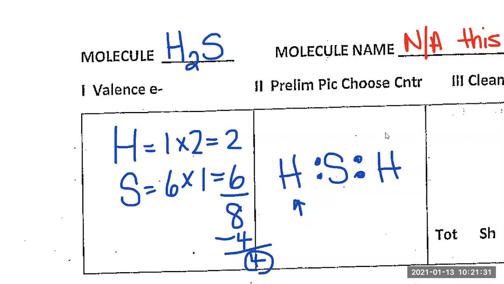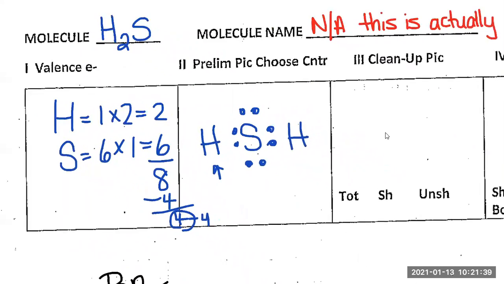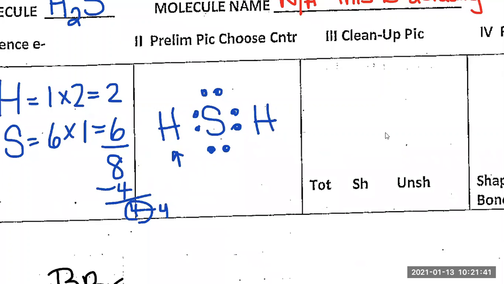So our other dots are going to go on our sulfur. They usually do it like this, here and here. That takes care of our other 4. Now our sulfur has 8. Our hydrogens have 2. This is our preliminary drawing. And now our final drawing, we're going to turn our shared pairs into lines, add our dots. And this would be our final Lewis structure drawing.